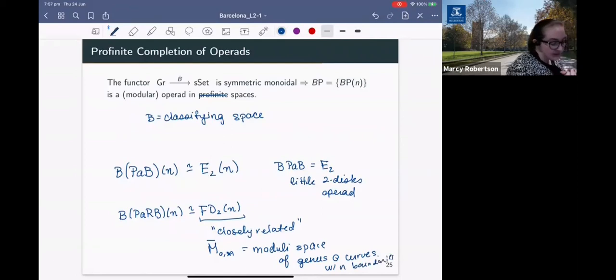So tomorrow I'll be talking about trying to motivate the history of this. We want to understand how the profinite Grothendieck-Teichmüller group acts on these moduli spaces. That's a fundamental question because we want to understand how the absolute Galois group, which sits inside the profinite Grothendieck-Teichmüller group, acts on the moduli spaces. And so understanding what the classifying space functor does for our profinite groupoids will help us understand this action.